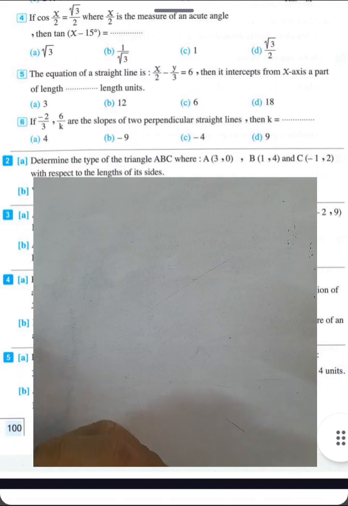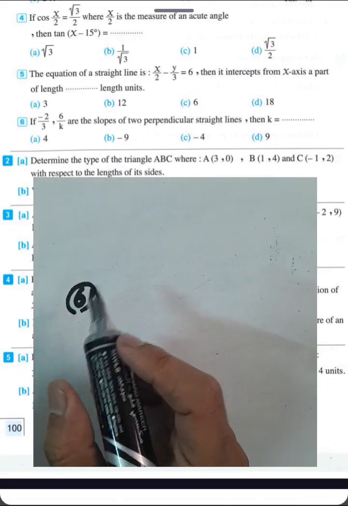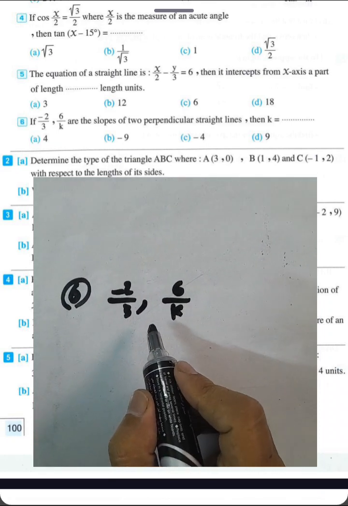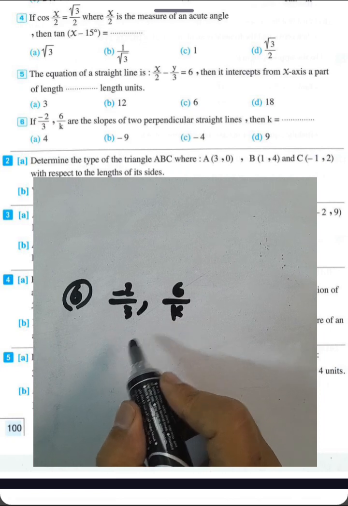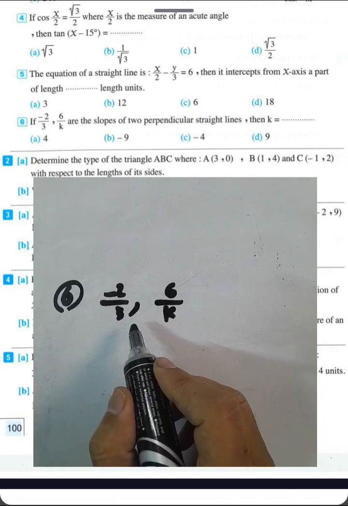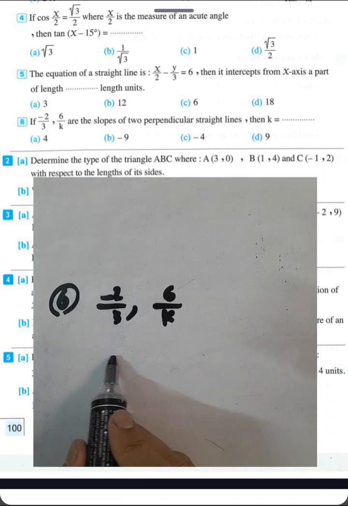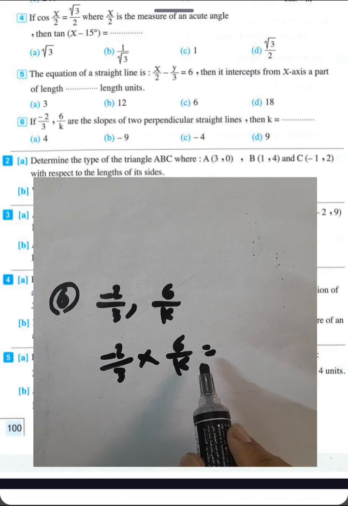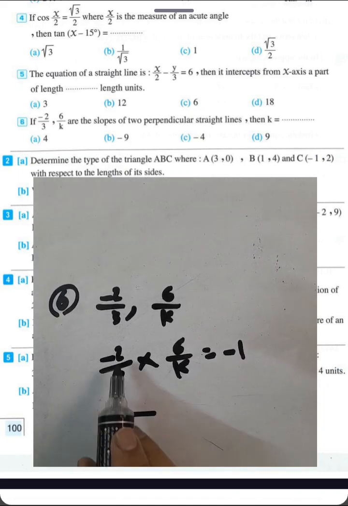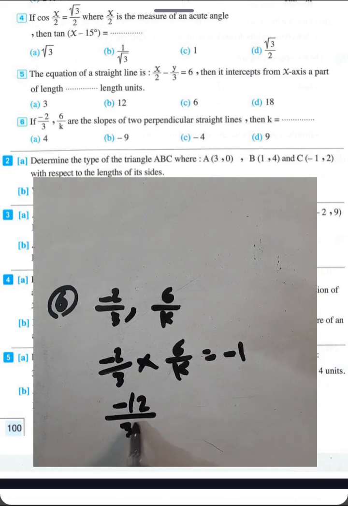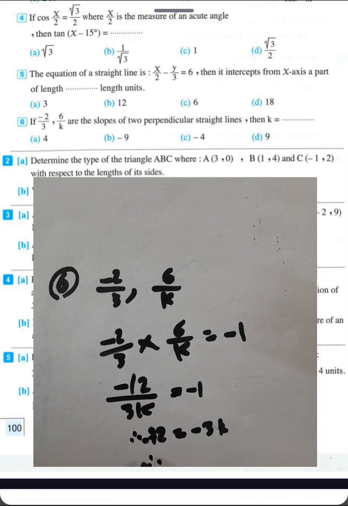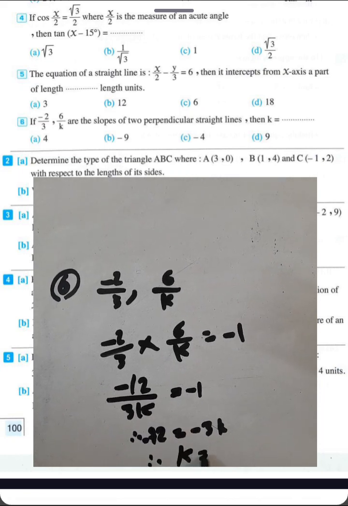Question number 6. If negative 2 over 3 and 6 over k are the slopes of two perpendicular straight lines, then k equals? They are perpendicular. It means slope 1 times slope 2 equals negative 1. Negative 2 over 3 times 6 over k will be negative 1. Then negative 2 times 6 will be negative 12. 3 times k equals 3k, equal to negative 1. Then negative 12 equals negative 3k. Then we can divide by negative 3, then k will be equal to 4.